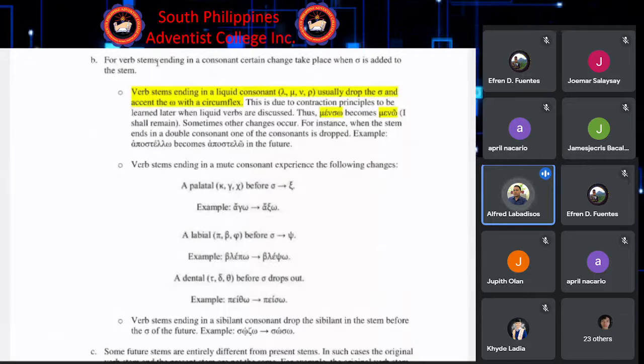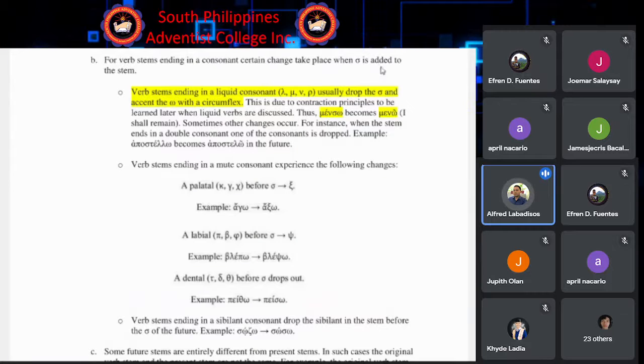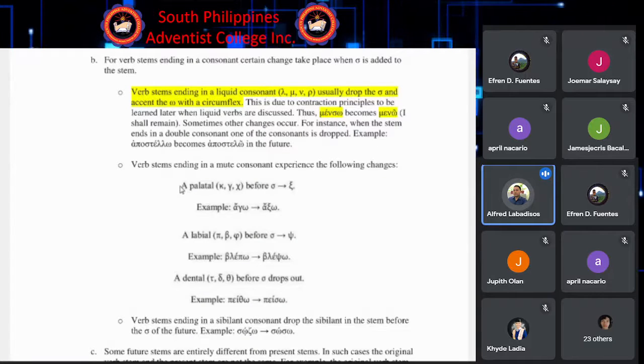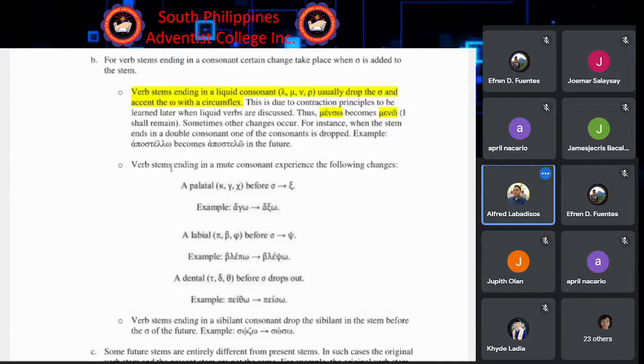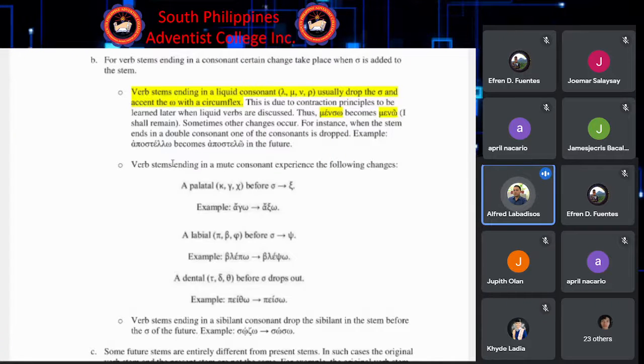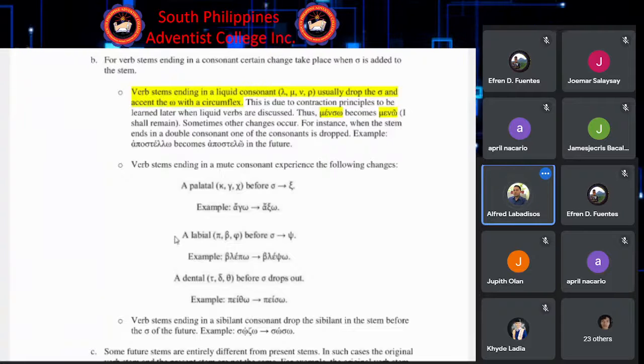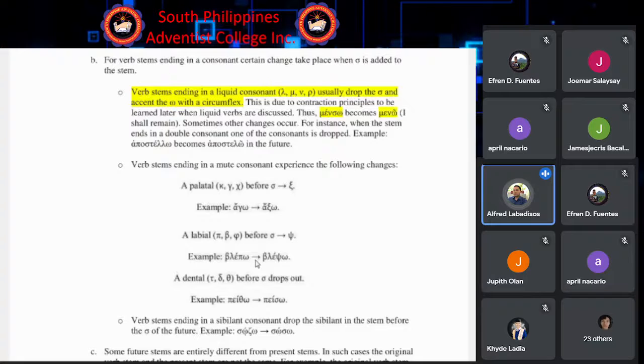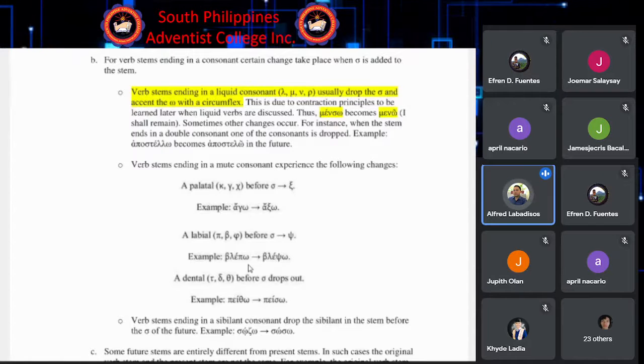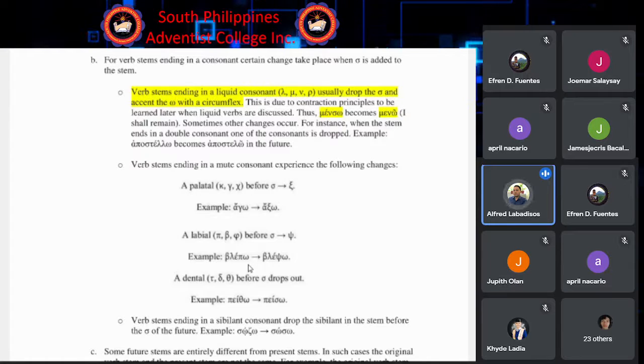For verb stems ending in a consonant, certain changes take place when sigma is added to the stem. Kung ang verb stem ends in a consonant, changes happen when the verb stem ends in palatal consonants, labial consonants, and dental consonants. Remember, at the beginning of our class, I already presented this.